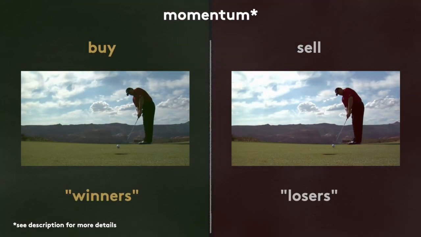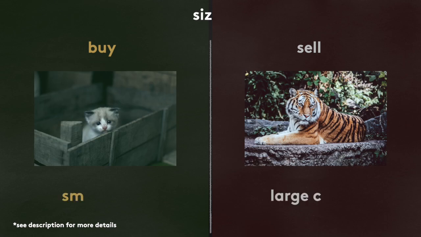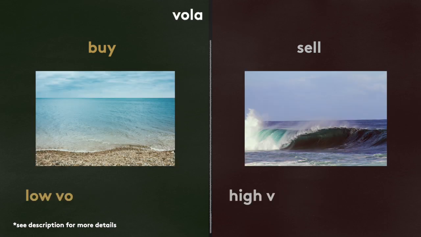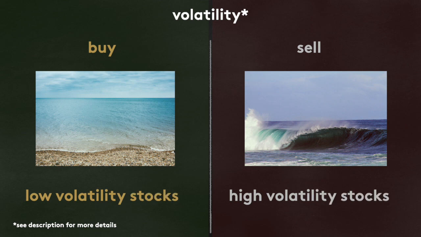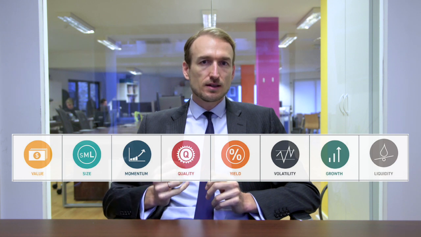The other factors that are quite well known, aside from value, are momentum, which is buying winners, shorting losers, the size factor, which is buying small caps, and quality and low volatility. It is worth mentioning there are many more factors. The other two factors that are worth highlighting are dividend yield and growth.